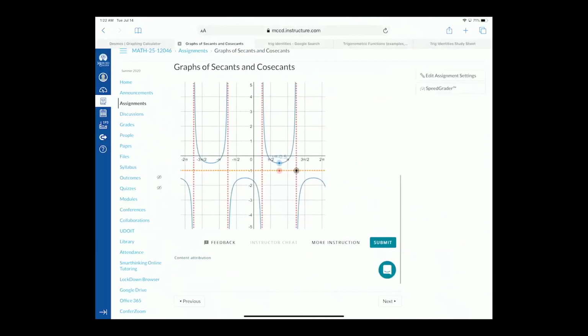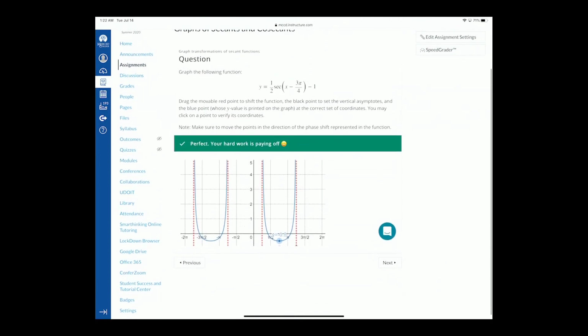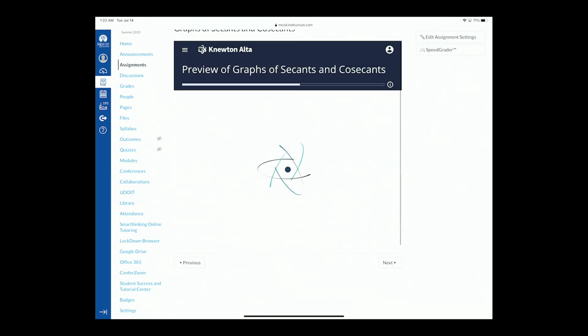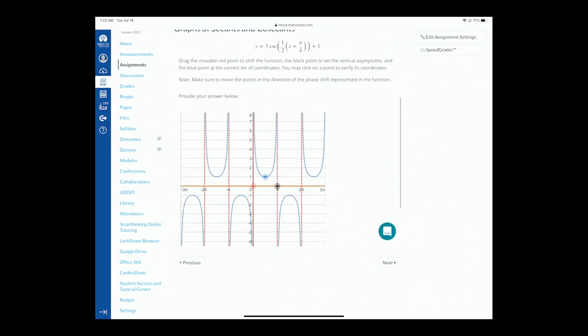If I could just make this smaller. Submit. It almost got me again because of the next button. I just want to get to the other kind.